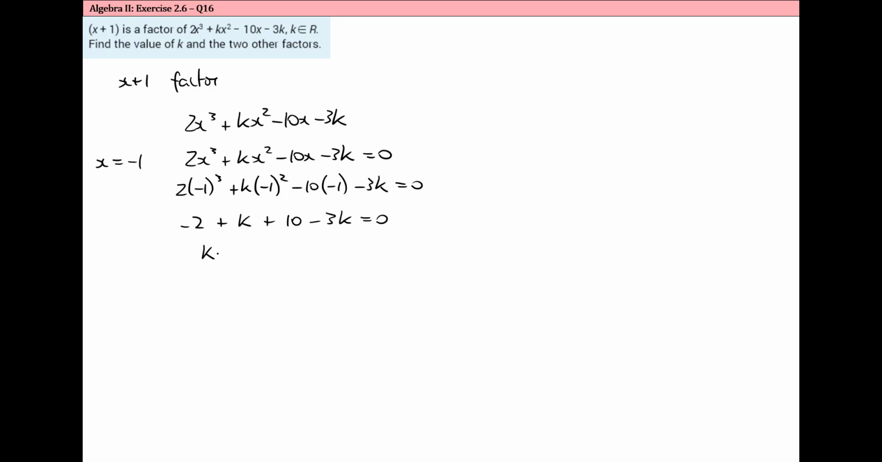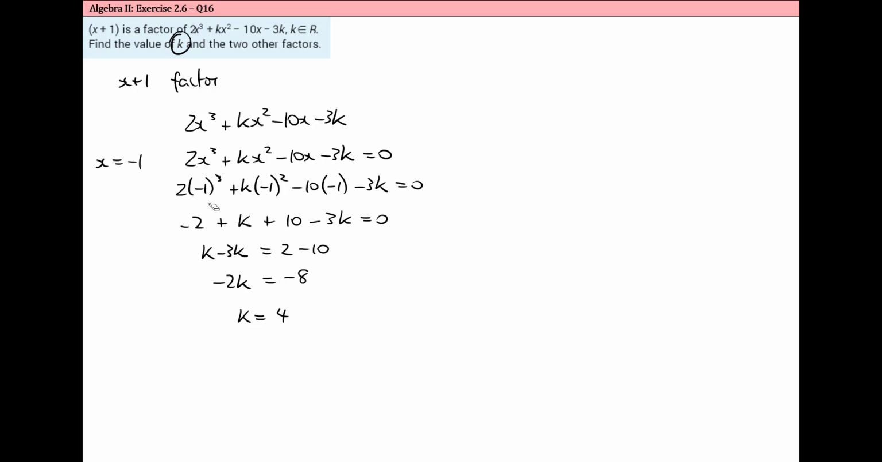So I have k minus 3k is equal to, we'll add a 2 to both sides to give us 2 on the right, and subtract a 10 from both sides to give us minus 10 on the right. K minus 3k is minus 2k is equal to 2 minus 10 is minus 8, and then I'll divide both sides by minus 2 to give me that k is equal to 4.